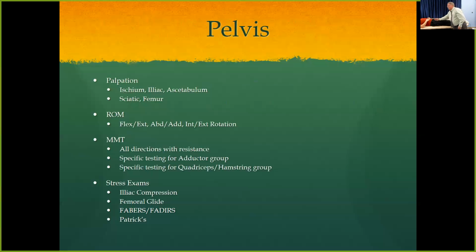adductor magnus, adductor longus, and adductor brevis. The only thing we haven't done is test peroneus and piriformis. You probably don't need to do that because you already tested for the favors and faders, which will tell you that if you had a weak piriformis, they probably couldn't externally rotate their leg anyway. Okay, knee, next one.